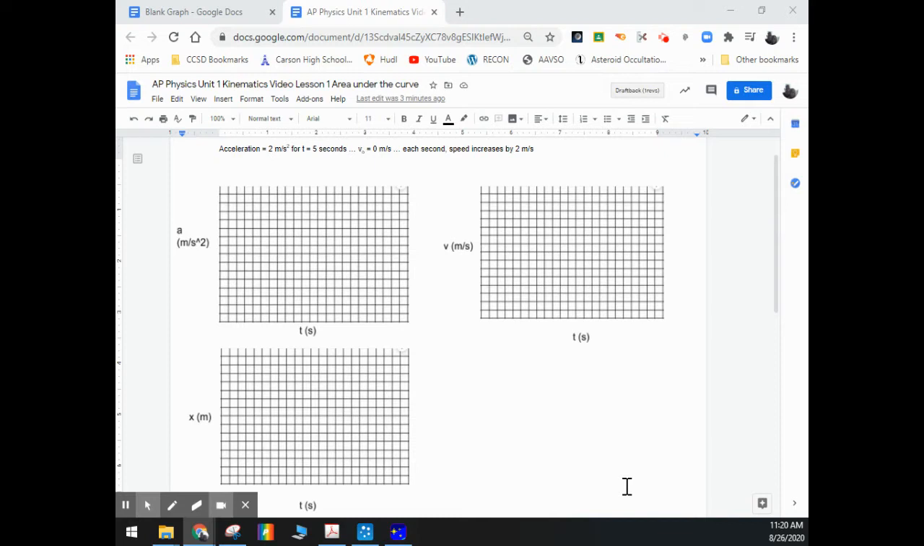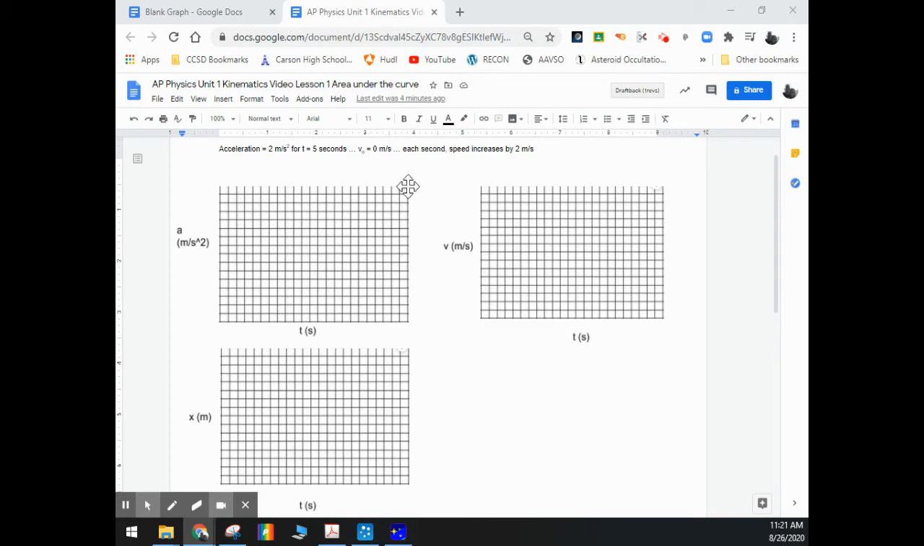And let's see what that entails here. Here we have three graphs, as we can see here. And we're given some initial information that says acceleration is 2 meters per second squared for an object for time equals 5 seconds. Initial velocity, v sub o, equals 0 meters per second. What this is telling me is that each second that passes, the speed increases by 2 meters per second.